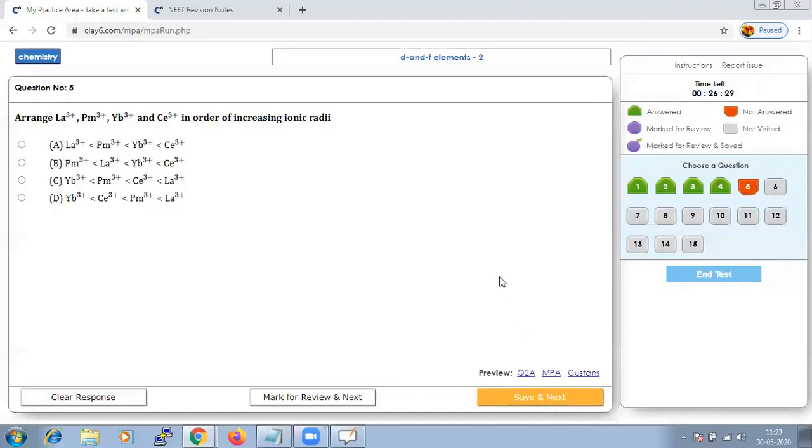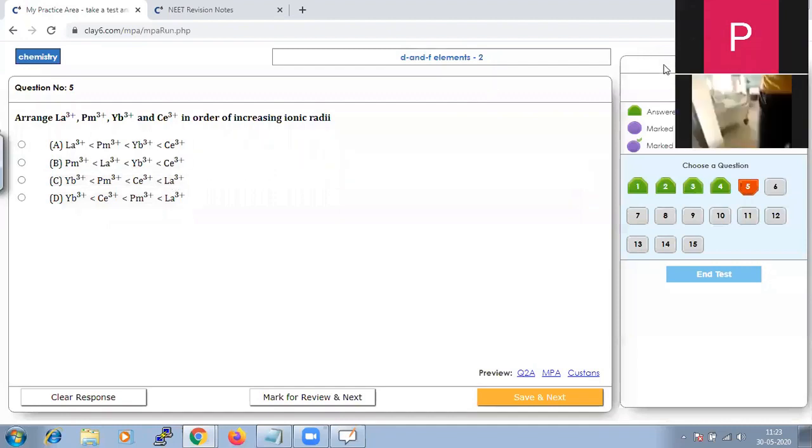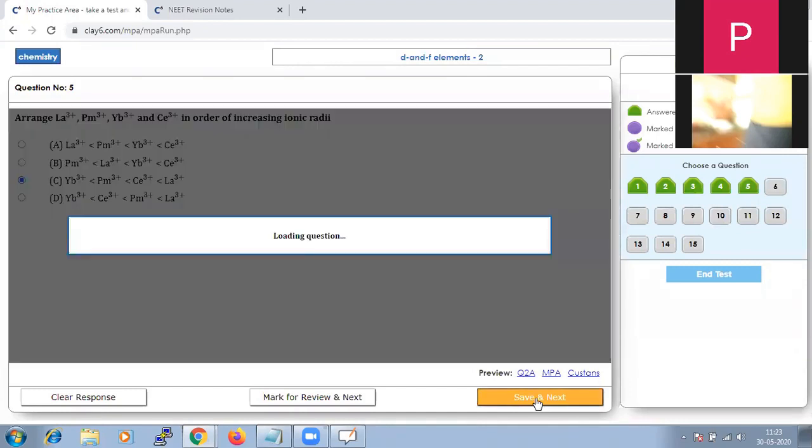Arrange in order of increasing ionic radii. We have to arrange in increasing ionic radii. So, you know, the ionic size will decrease from La3+ to Lu3+, that is nothing but lanthanide contraction. So, ionic radii will decrease in the order of Y3+, and so on, down to Ce and La3+. So, it is important to know the order, and if you look at your series, it's very simple to find out also. Let us save that and go to next.